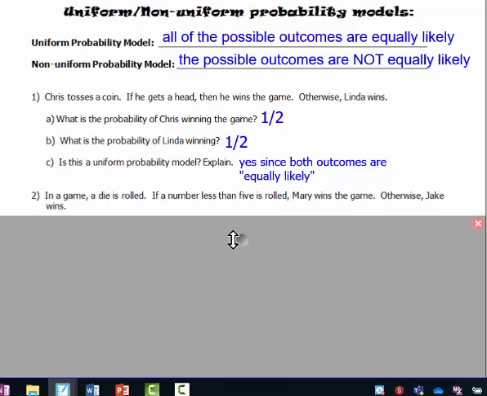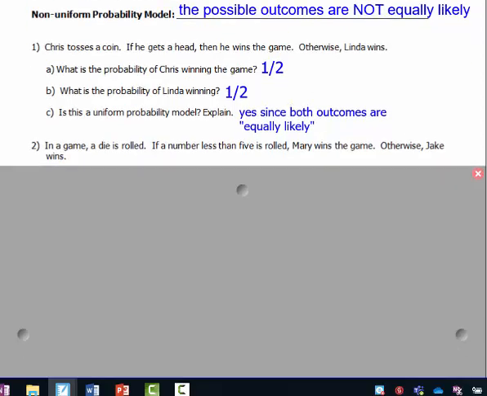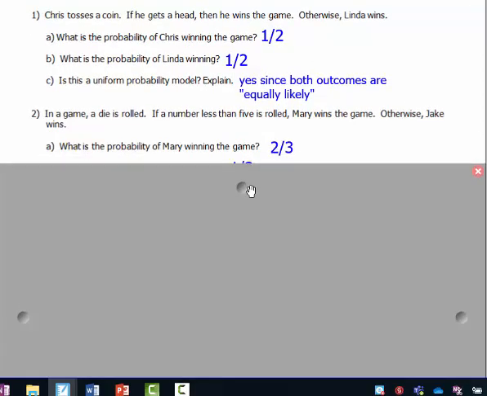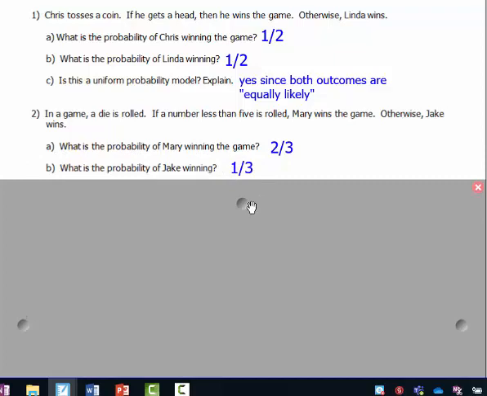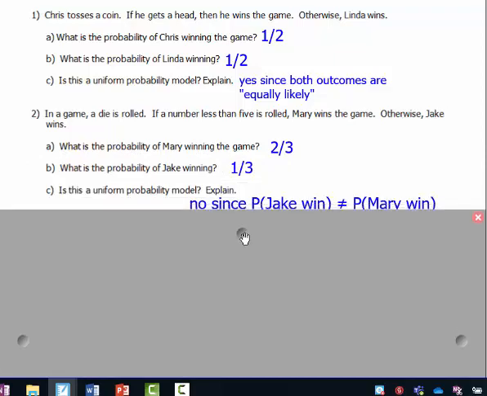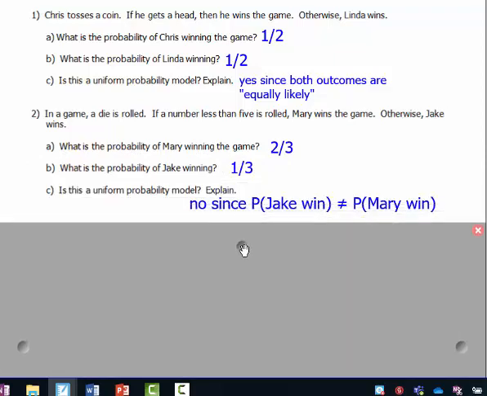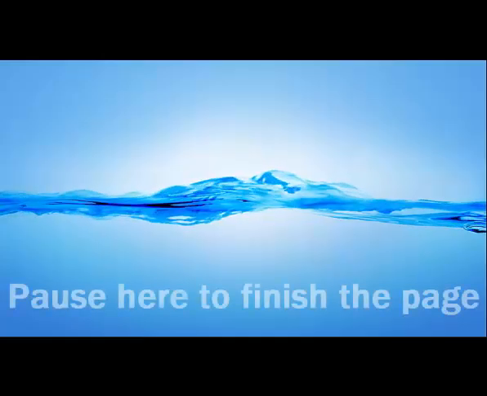In a game, a die is rolled. If a number less than 5 is rolled, Mary wins. Otherwise, Jake wins. Well, who has a better chance of winning? Mary's chances of winning are 2/3, and Jake's are only 1/3, so that is not a uniform probability model, since Jake's chance of winning is not the same as Mary's.